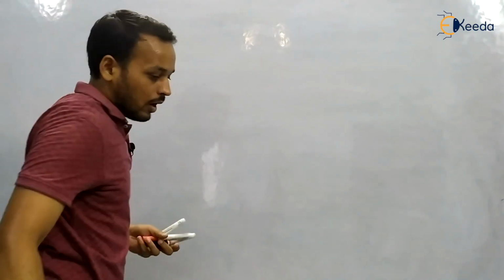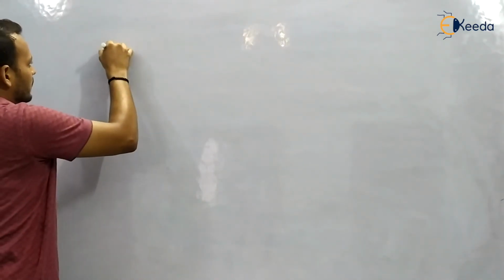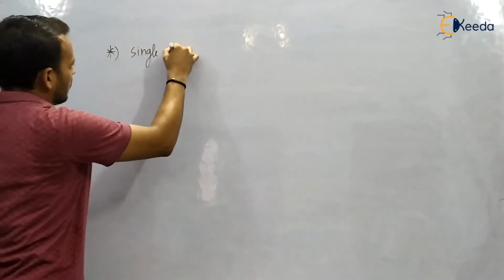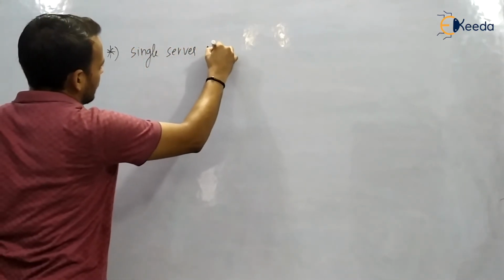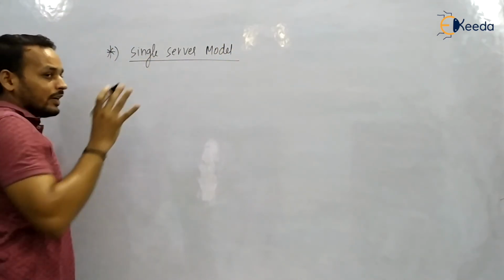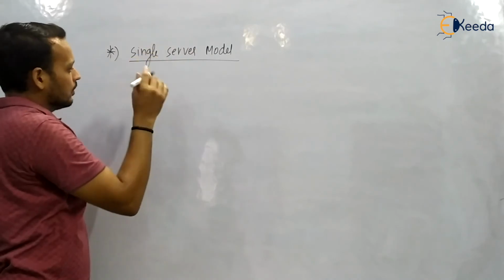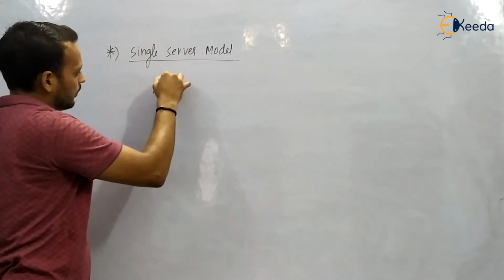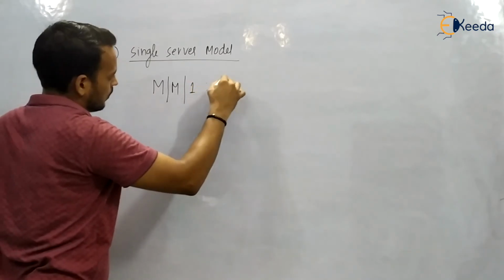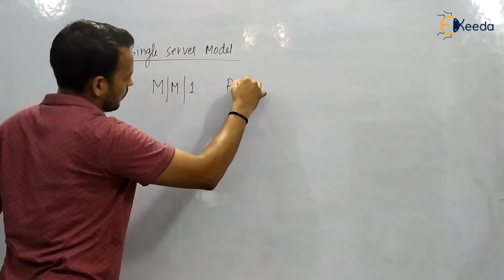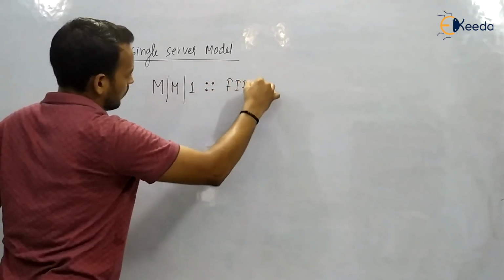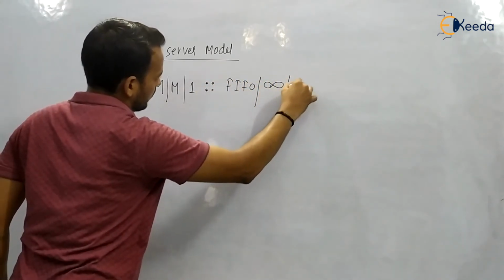Okay, from our point of view, from our syllabus, we are generally going to study single server model in GATE examination. Okay, our syllabus is basically restricted for GATE examination. It is single server model. So it is written M/M/1, FIFO, first in first out, or first come first serve, FIFO. It is infinity, and it is infinity.